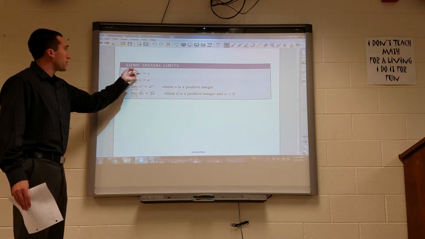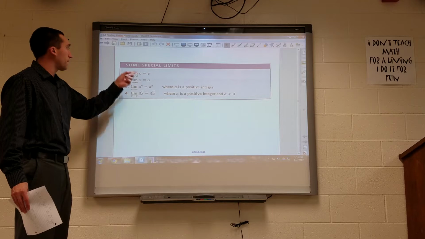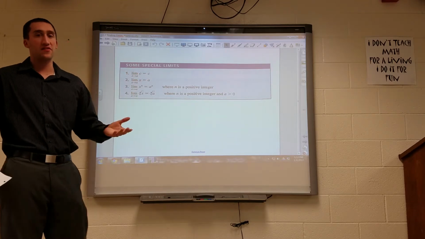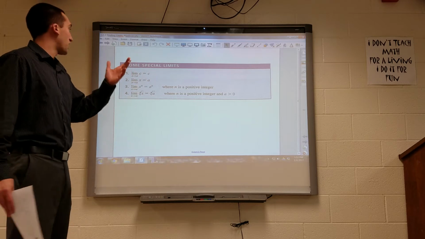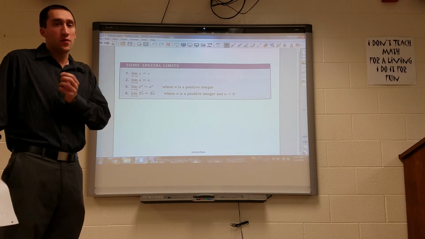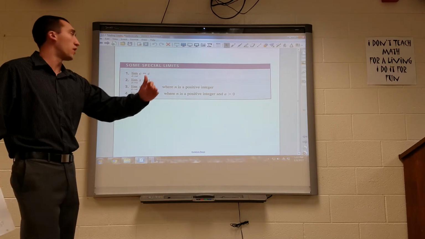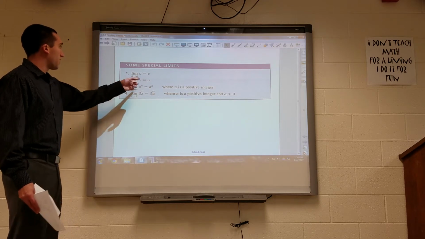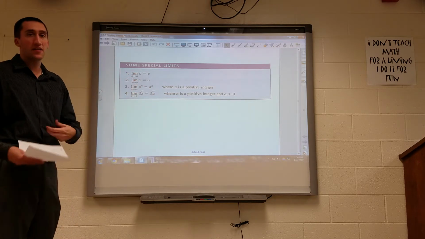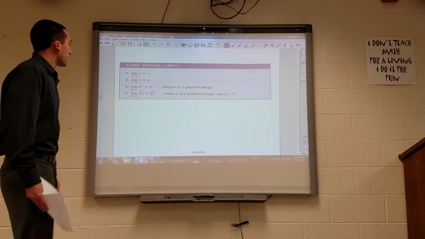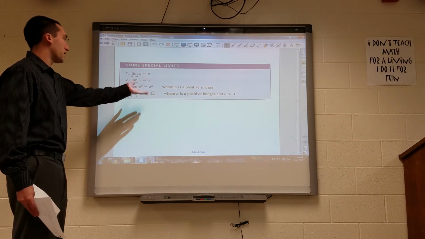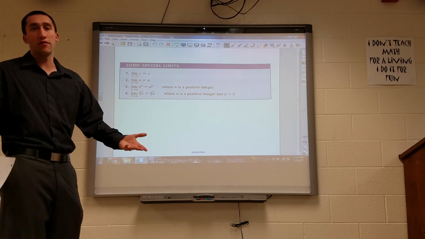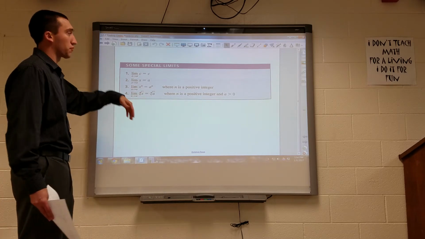Again, if you have the limit of some constant as x approaches a, then it's just the constant. So if you just have the limit of a number, like the limit as x goes to a of 1, then your limit is just 1, right? It's always going to be 1. If you have the limit of just x as x goes to a, then obviously our limit is a. And the same with x to a power, then it's a to a power. If it's a square root of x or nth root of x, it's the nth root of a.